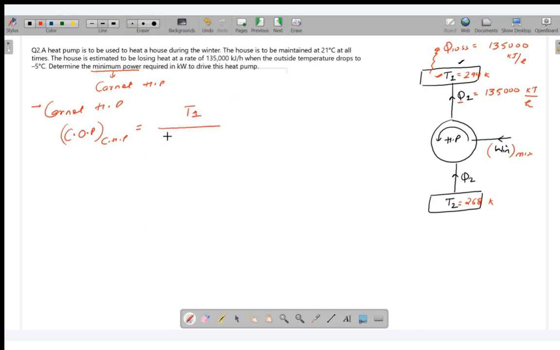So we have T1 here, and in the denominator we had work input, but we have done the energy balance, and finally it is T1 minus T2. And it is also equal to Q1 upon minimum work input. Okay. So T1. Now for power, I have to convert this into kilowatt. So I need power, work, in kilowatt, so I need to convert this also into kilowatt.